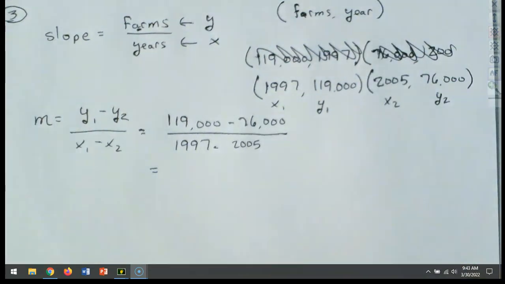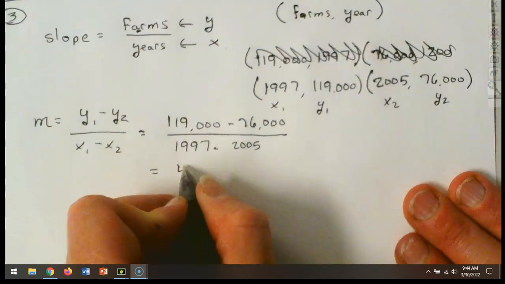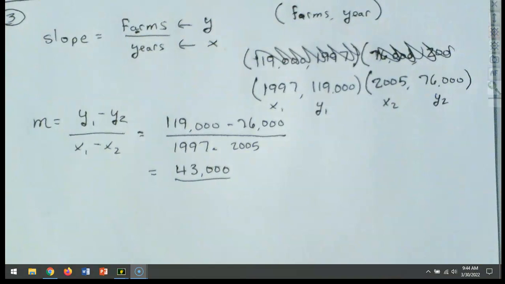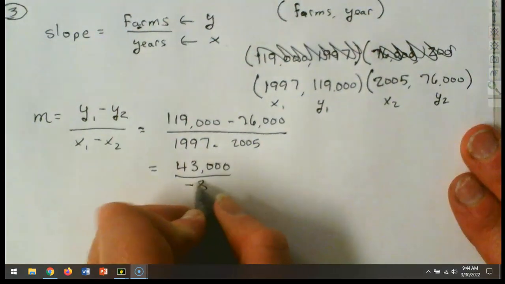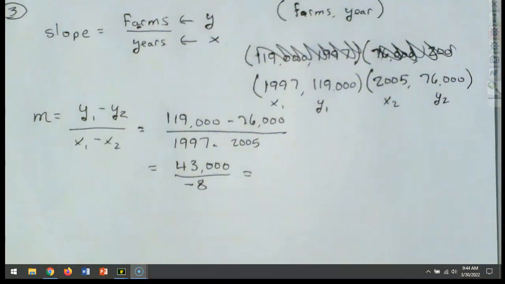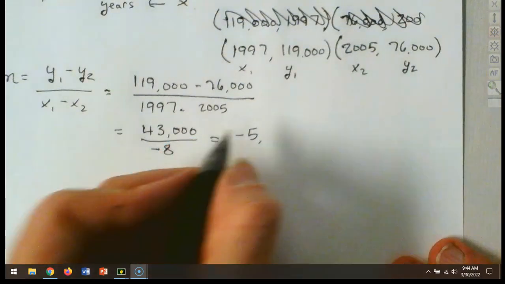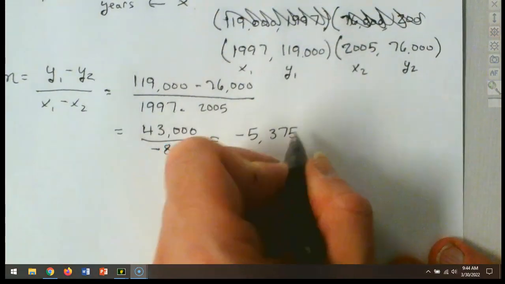So we've got 119,000 minus your 76,000. That's a difference of 43,000. And 1997 minus 2005, that's negative 8, right? And when we divide, we get a negative answer, which we should, because our slope should be negative. And we are losing 5,375 farms per year.